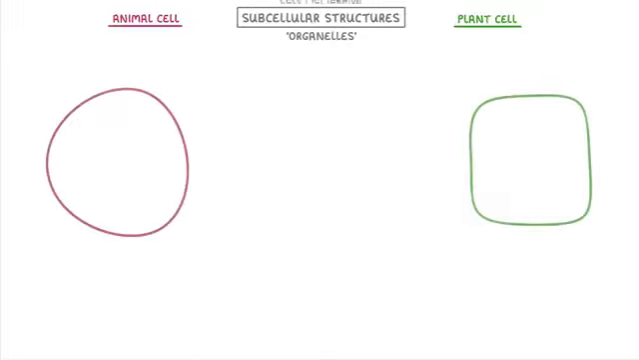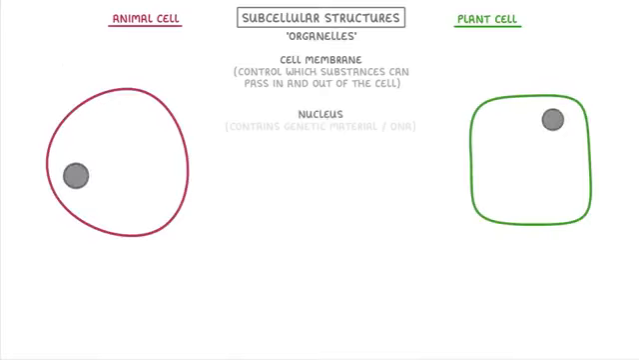Firstly, both cells are surrounded by these cell membranes that control which substances can pass in and out of the cell. For example, they'll let some chemicals through the membrane, but not others. Both types also have a nucleus, which contains the genetic material or DNA of the cell, and so it effectively controls the activities of the cell as well. They're also both filled with a gel-like substance called cytoplasm. This is what all the other subcellular structures sit in, and it's also where the chemical reactions take place. You can basically think of it like water filling a water balloon, but the consistency is closer to jelly.